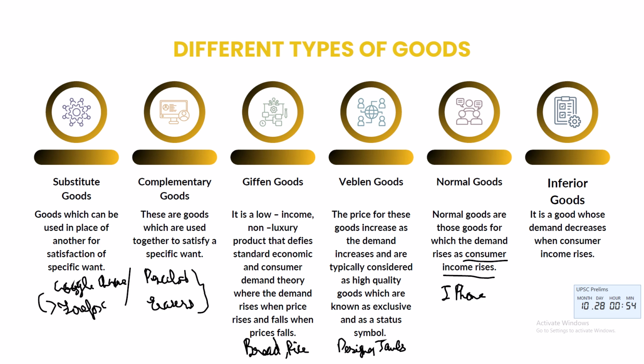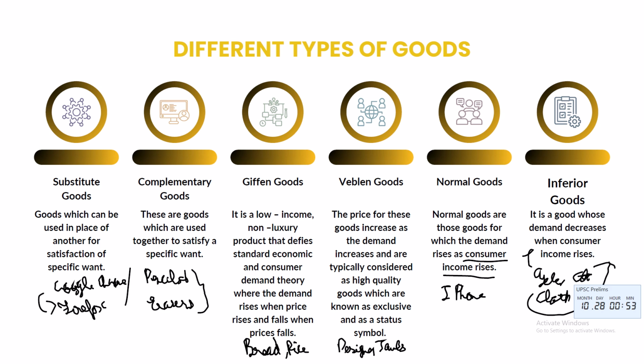Now, what's an inferior good? It's a good whose demand decreases when consumer income rises. Cycle is an example. Cloth, too. Cycle is an inferior good in the sense that when consumer income rises, he might buy an automobile, he might buy a bike for travel. So eventually the demand decreases because the consumer income has risen. Similarly, cloth: he might go for better fabric as his income has increased. So it's an inferior good again.